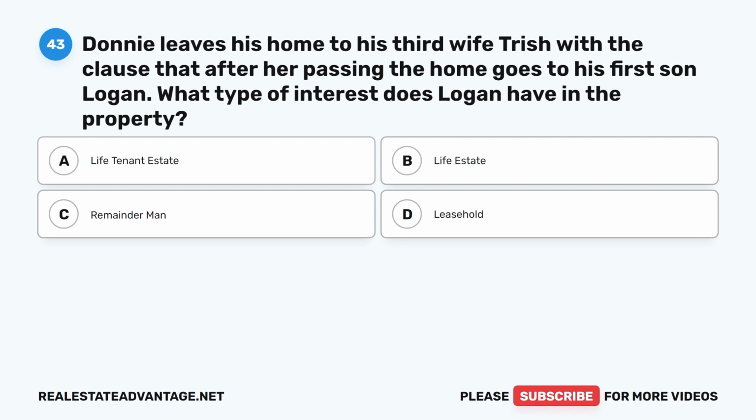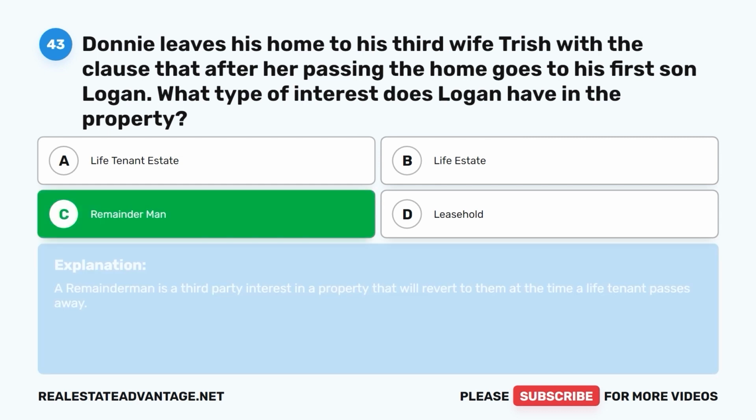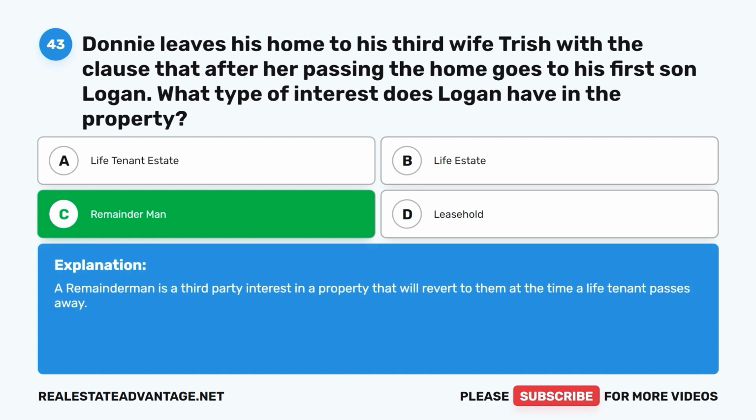Question 43. Donnie leaves his home to his third wife, Trish, with the clause that after her passing, the home goes to his first son, Logan. What type of interest does Logan have in the property? A. Life tenant estate, B. Life estate, C. Remainderman, D. Leasehold. The correct answer is C, remainderman. A remainderman is a third-party interest in a property that will revert to them at the time a life tenant passes away.